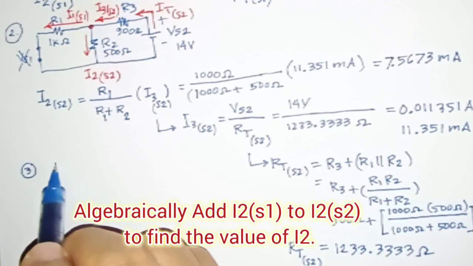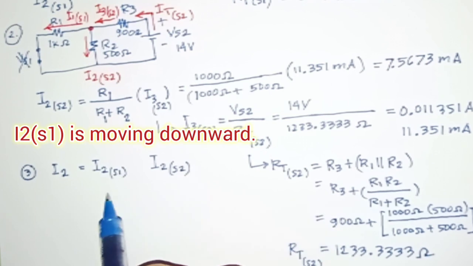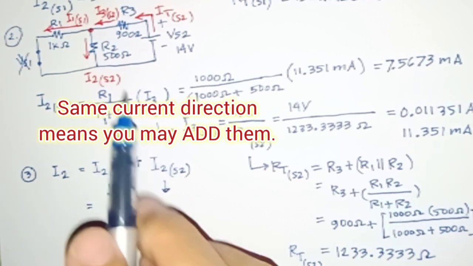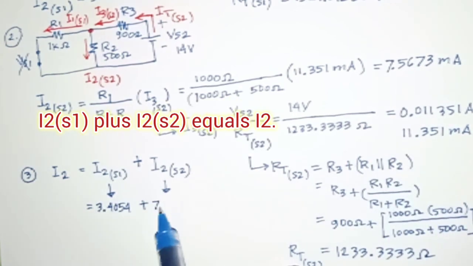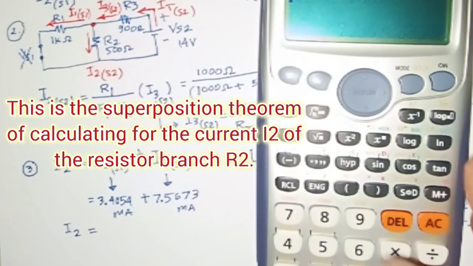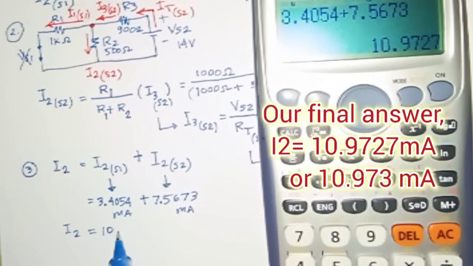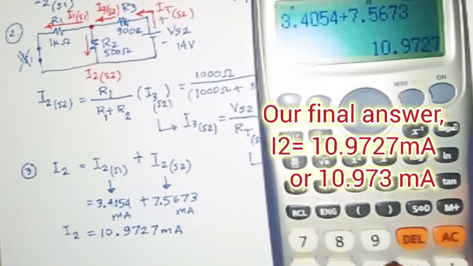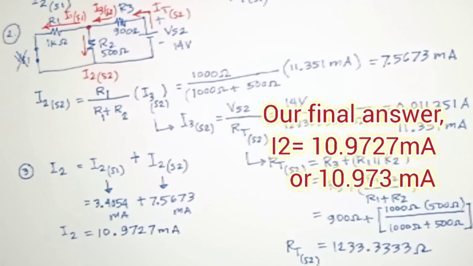Now we can algebraically add I2 S1 to I2 S2 to find the final value of I2. I2 S1 is going downward, I2 S2 is also going downward, so we can add them because they have the same direction. So let's add I2 S1 plus I2 S2, and that's your final answer for the I2. Of course, don't forget to put the unit. This is the superposition theorem of calculating the current I2 of the resistor branch R2, and we got 10.9727 milliamperes or 10.973 milliamperes. So that's it for the calculation, which we can do easily if you know the steps in superposition.